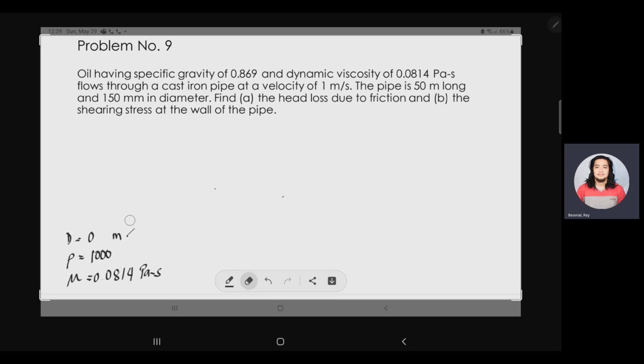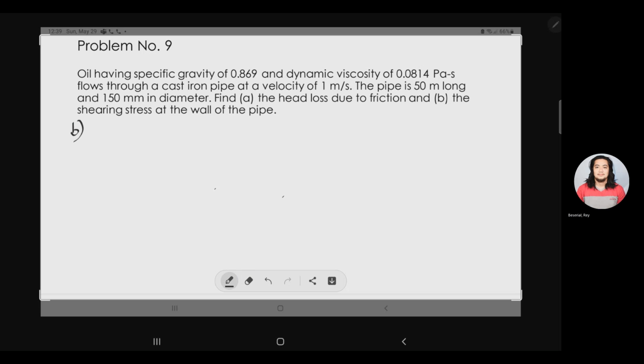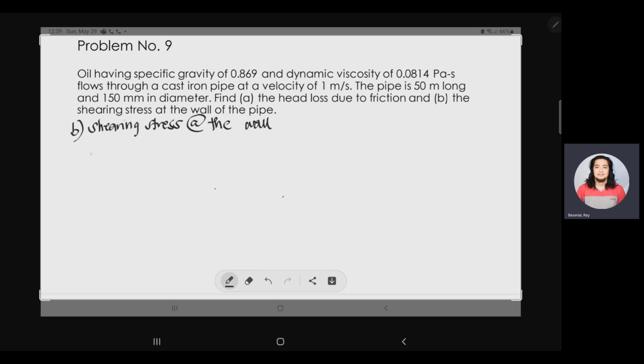Okay, sandali lang. Okay, malapit na. Okay, letter B. Hanapin natin, we will find the shearing stress at the wall of the pipe. Okay. So, ano ang ating shear stress formula?